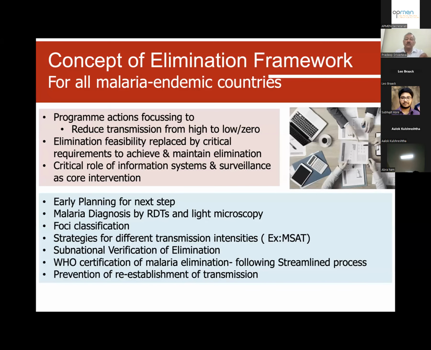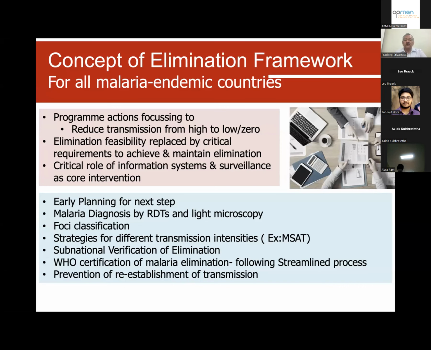We have to focus to reduce the transmission from high to low level, and to the level where zero indigenous transmission is there. Then there was another case that we should have a feasibility study for elimination. Now it is not there. The framework says that no, it should not be. It has been replaced by critical requirement. You should do the need assessment immediately, and how to achieve, how to start, and how to maintain the elimination. So there is no way of going back. It has already been framed. It has already been decided. It has already been signed. It has already been accepted.